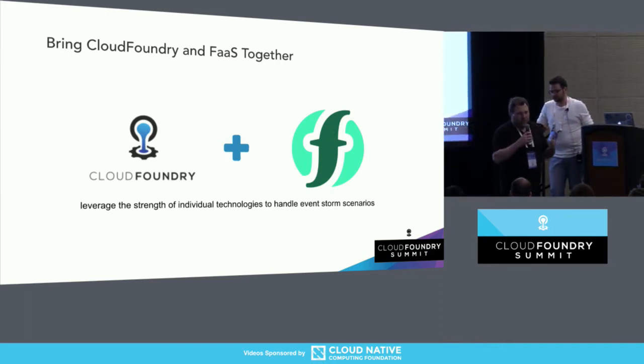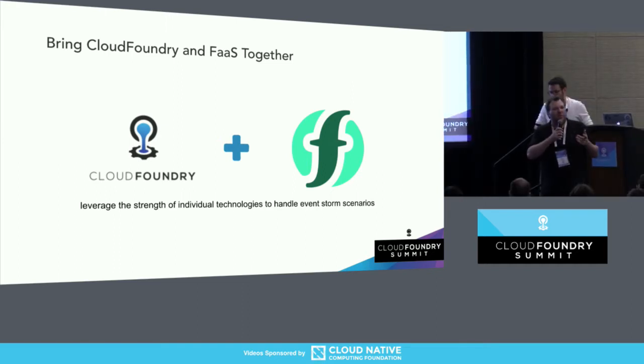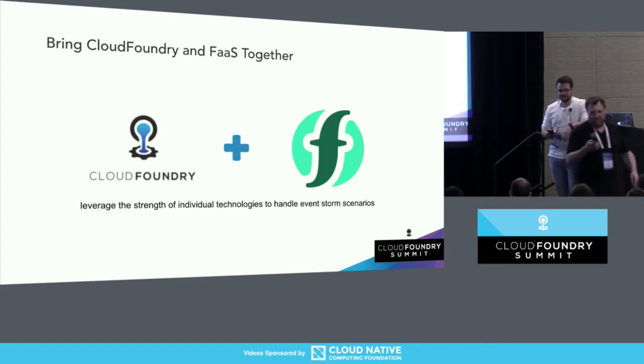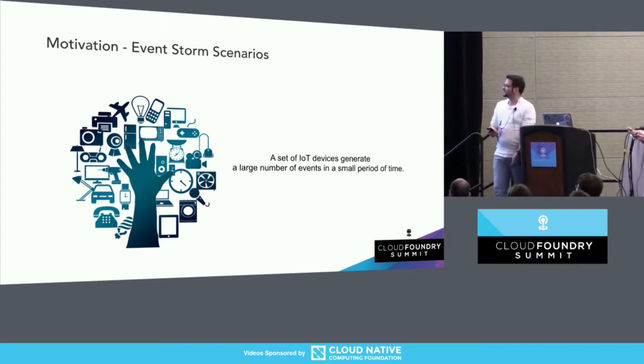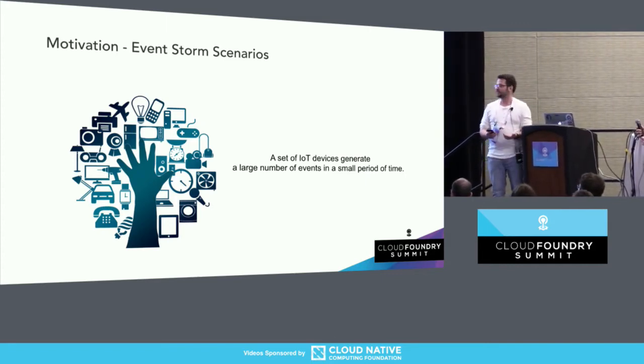What we're going to show in this talk is an artificial example where we tried to artificially create an event storm and then tried to bring those systems together in order to see how they best mix and match. And all the magic that has happened, Jules is going to do. Okay, thanks, Simon. Okay, so what are event storm scenarios?